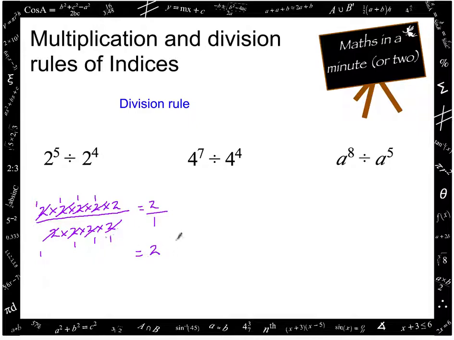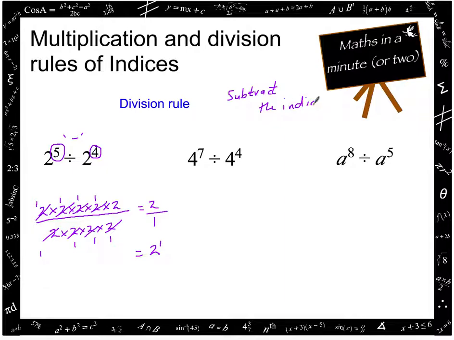Now 2 can also be written as 2 to the power of 1. And as you can see, if you were to take the 5 and the 4 and subtract them this time, you would get your 1. So this time you subtract the indices. Again, as long as that base number is the same.